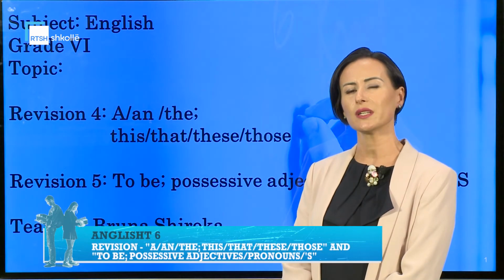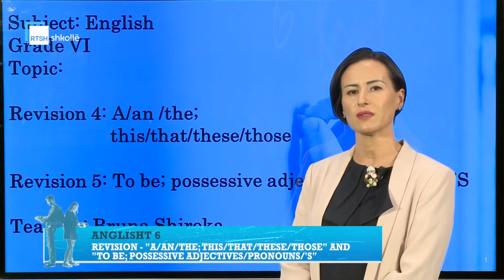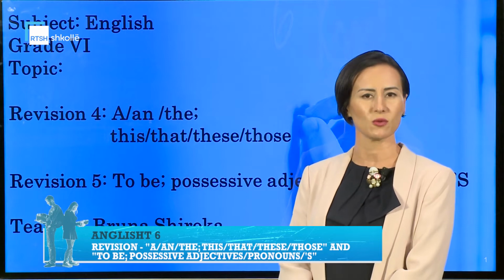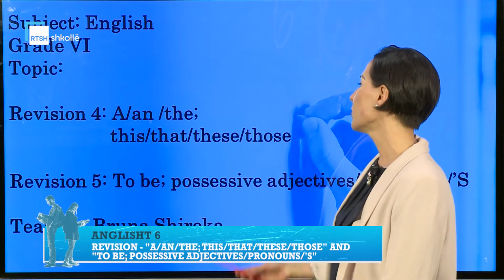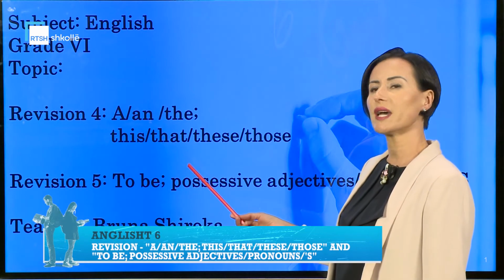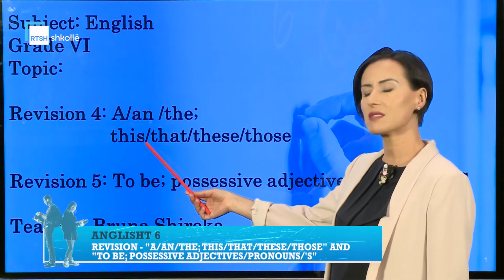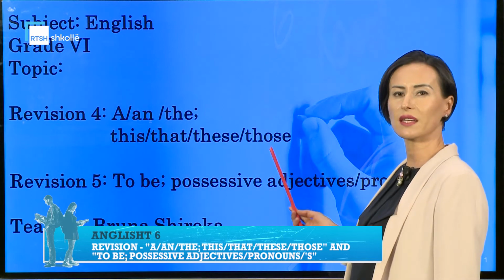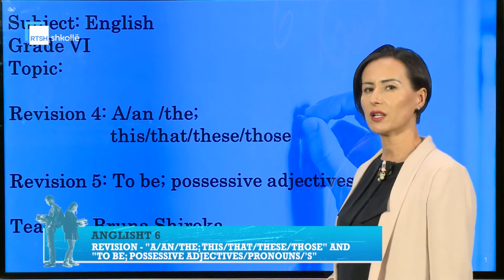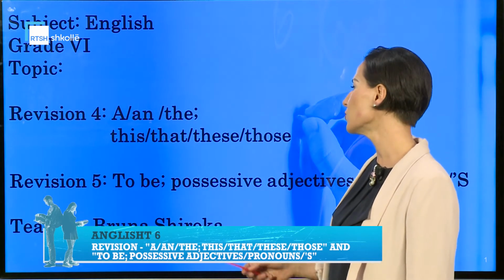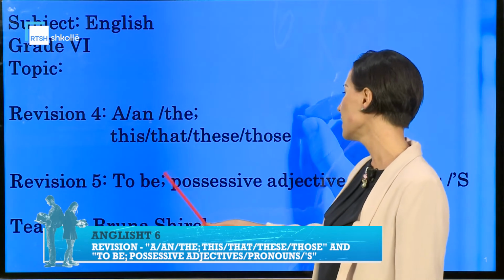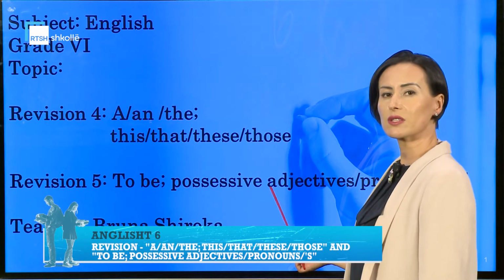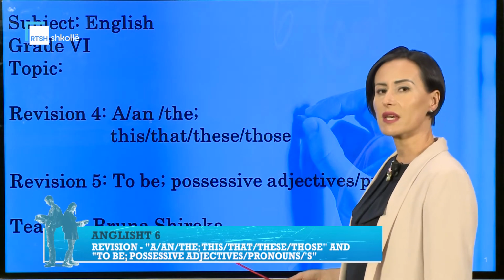Today we are going through the revision of the indefinite articles and the definite ones. We are going to look also at the demonstrative pronouns, such as this, that, these, and those. We shall also get focused on the usage and the formation of the verb to be, the possessive adjectives, and the possessive form.